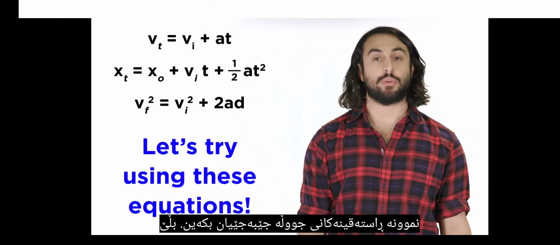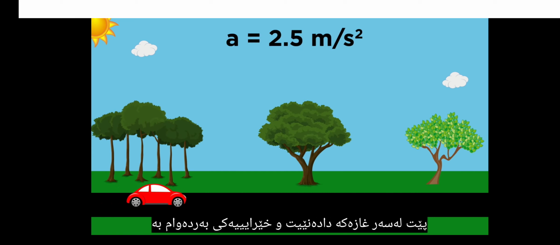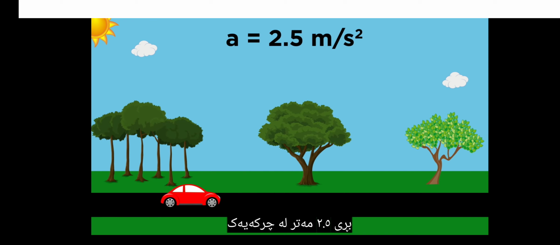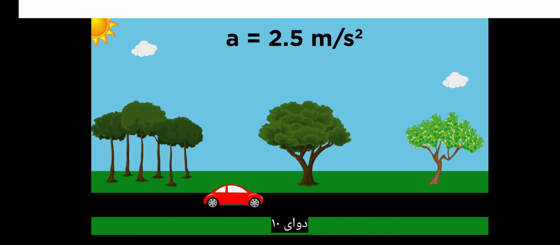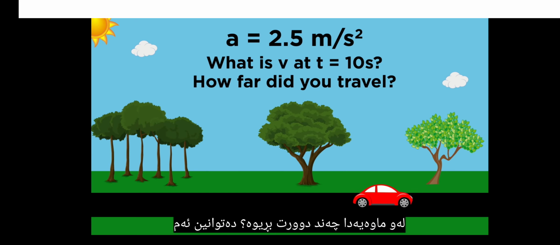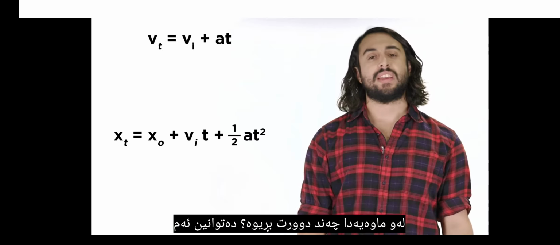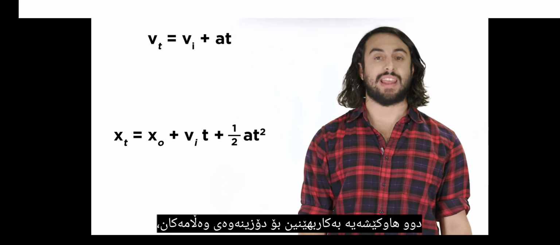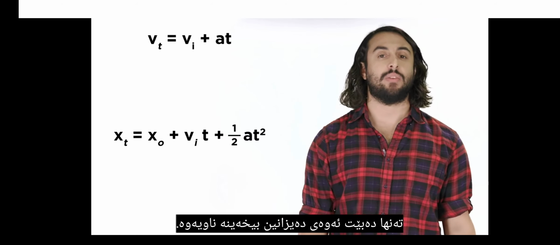Say you get in your car to drive to the supermarket. While at rest, you place your foot on the gas and apply a constant acceleration of 2.5 meters per second squared. What will your velocity be after 10 seconds, and how far will you have traveled in that time? We can use these 2 equations to find the answers. We just have to plug in what we know.